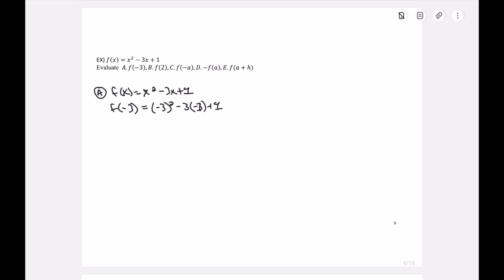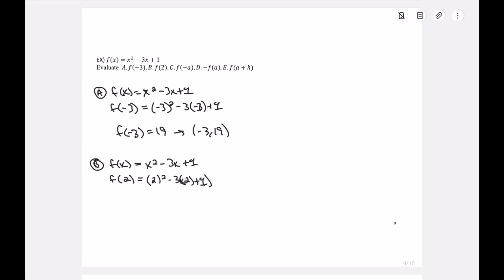If we plugged into our calculator, we would see that f of -3 would equal 19. If we were to write that as an ordered pair, we would get (-3, 19). For b, we're asking for f of 2. So anywhere we see an x, we would plug in a 2. If we plugged into our calculator, we would get that f of 2 would equal -1. And if we were to write that as an ordered pair, we would have (2, -1).